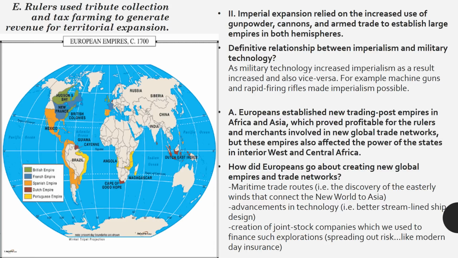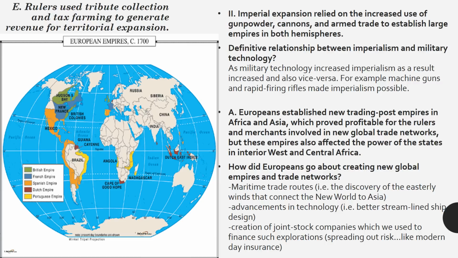And now we're going to get into some of the heavier lifting stuff. You've got rulers using tribute collection and tax farming to generate revenue. Once again, companies are used to spread. Eventually that spread will look kind of like this at the beginning of this time period to that map on the left there, circa right around the 1700 time frame.